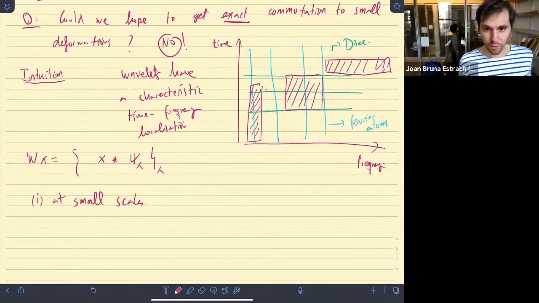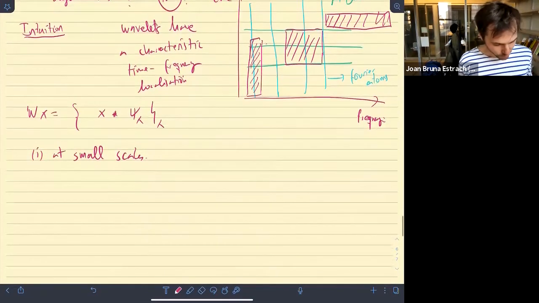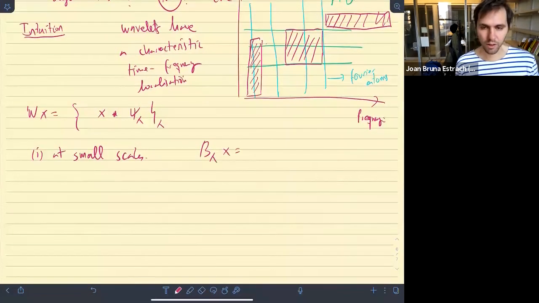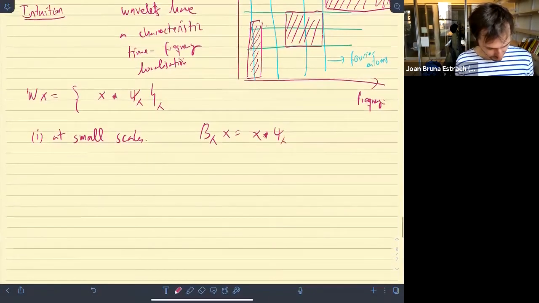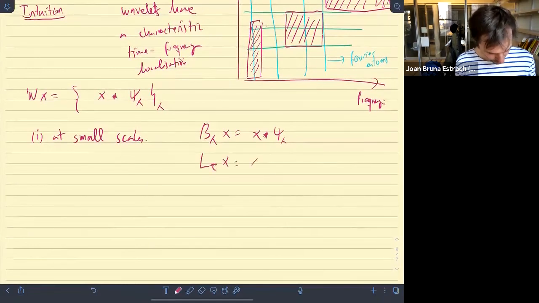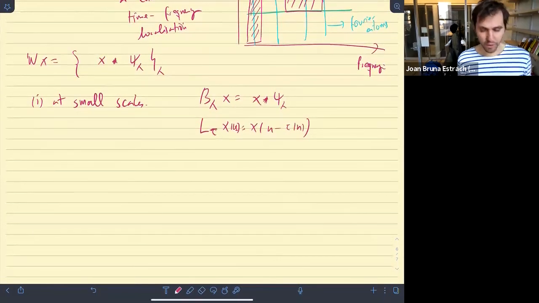Okay, so let's look at the wavelet that would correspond to more like the high frequencies. So there we have now two objects, right? So we need to understand this object, right? So let's look at this operator that just looks at one of the convolutions, right, with the wavelet. And we have the other operator that is just doing this deformation. And we need to understand how these two operators interact with each other, right? So this is B lambda and L tau interact with each other.